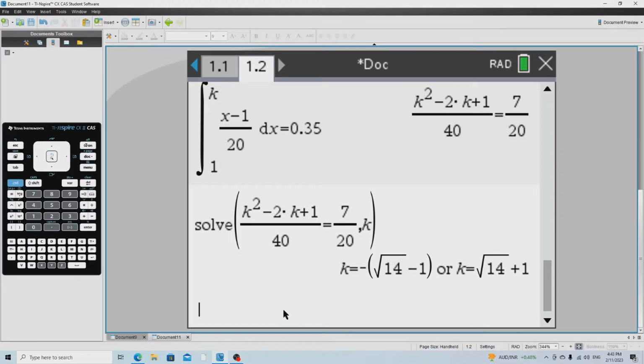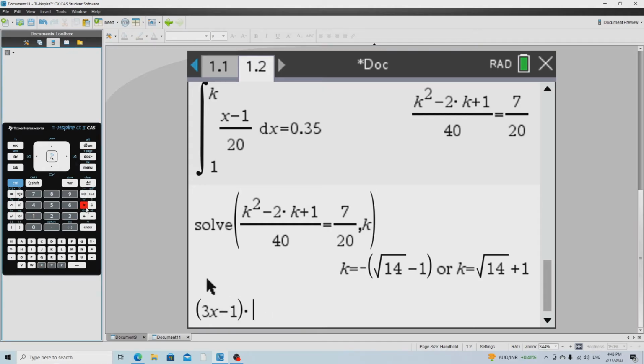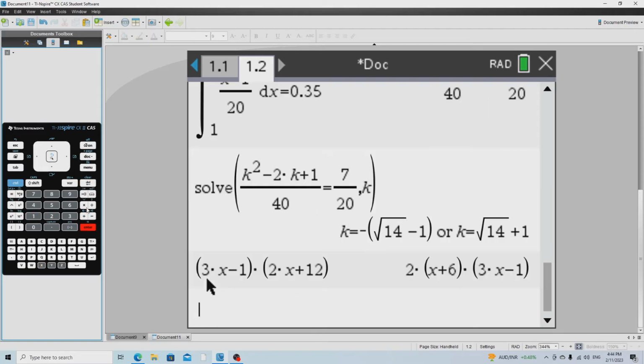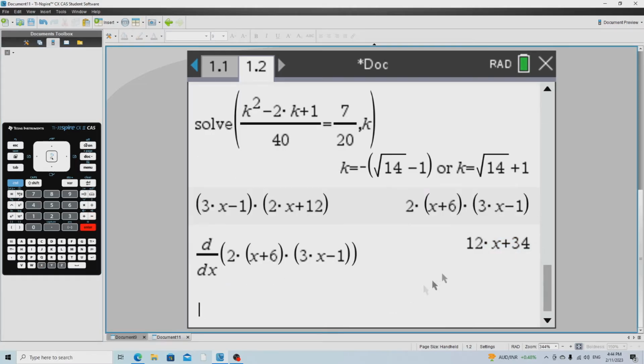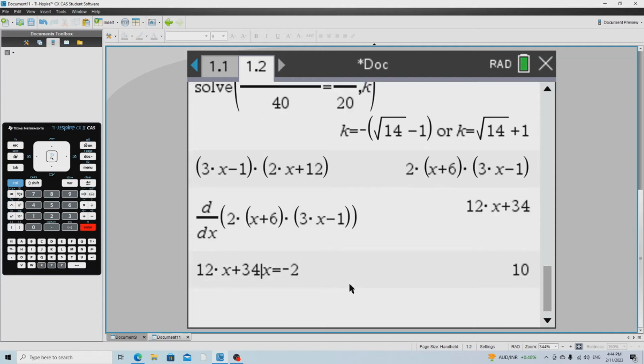So if I multiply these 2 equations, which is just 3x minus 1 times 2x plus 12, I'm going to find the gradient now of this equation. Yep, and I want to sub in x equals -2. 10. 10 should be your answer. So choose 11E. Question 12.